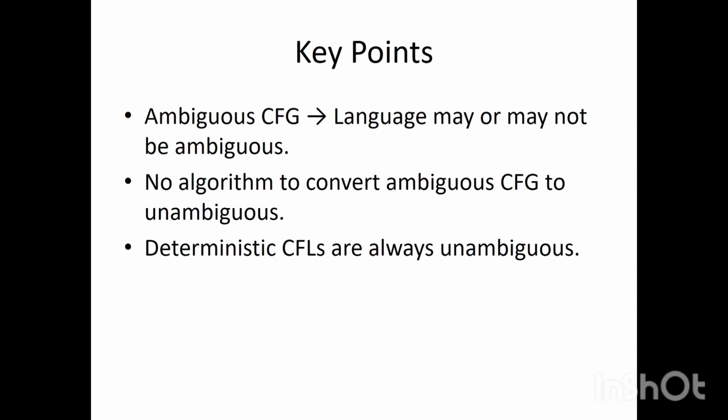Key points we can take from it: an ambiguous context-free grammar gives a language which may or may not be ambiguous. No algorithm to convert ambiguous context-free grammar to unambiguous. There is no algorithm. Deterministic context-free languages are always unambiguous. Okay, these are the key points you have to remember.